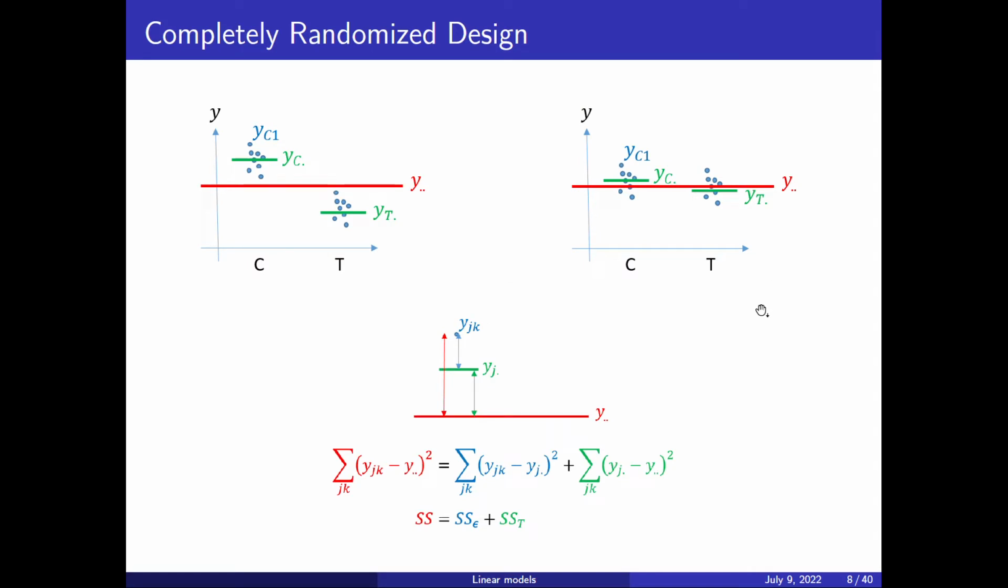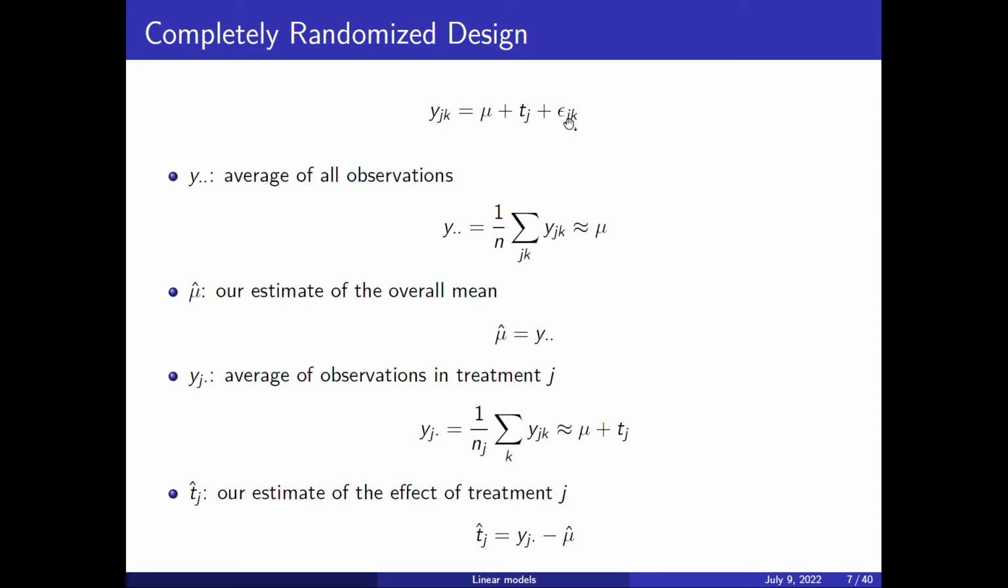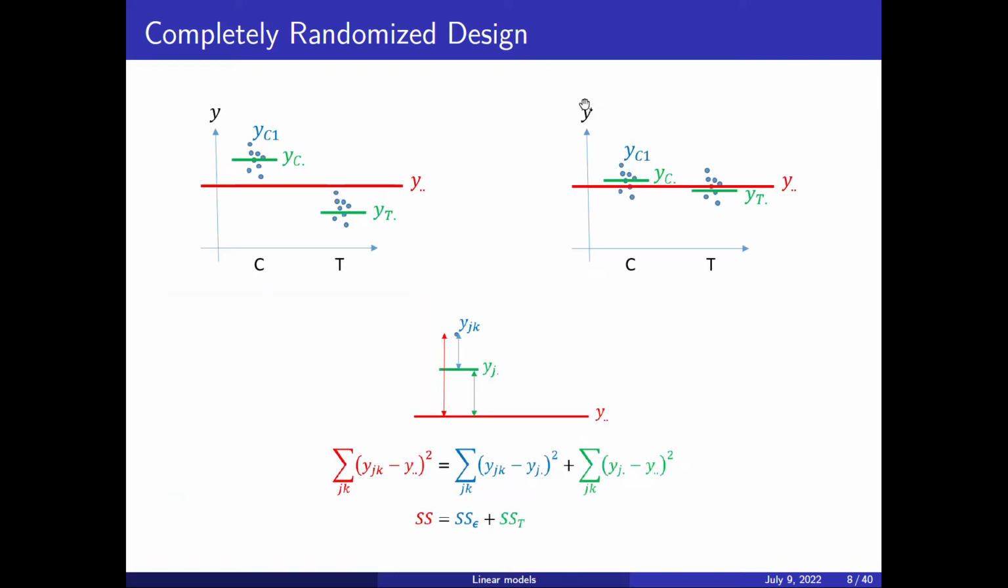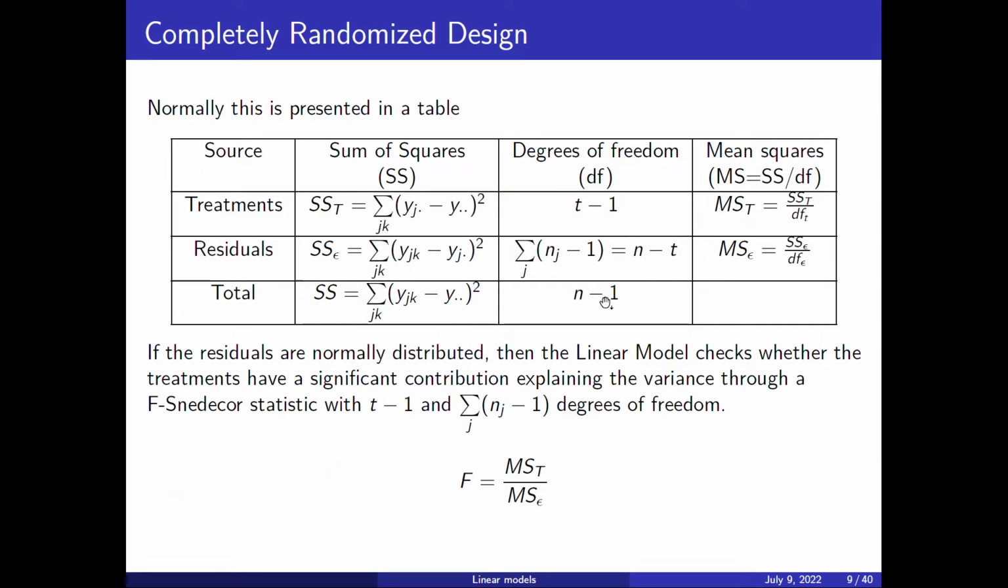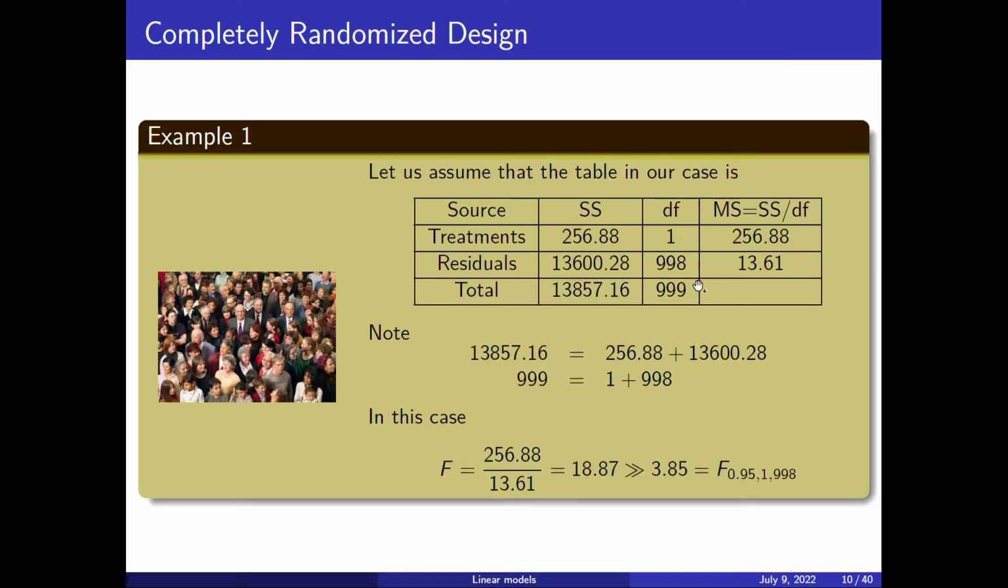All these epsilons also need to be estimated. So the difference between n-1 and the treatment degrees of freedom goes to the residuals. To put numbers here, if we have 1,000 people, we would have 999 degrees of freedom in total. One of them I spend on the treatments, and the other 998 go for the residuals.